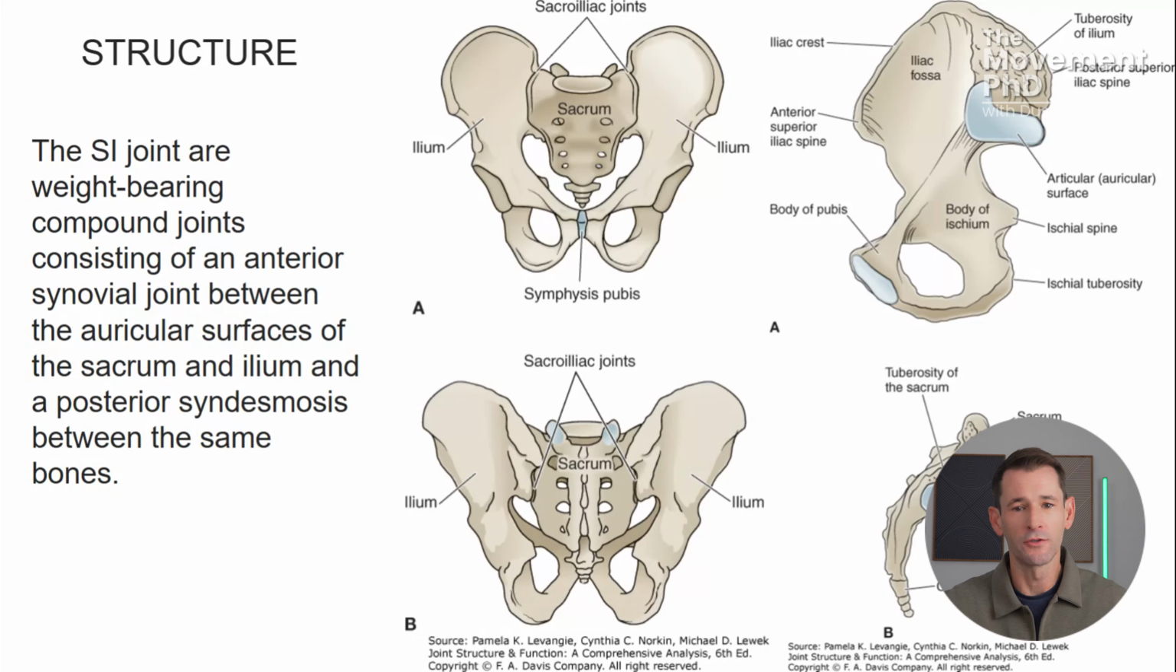So it's a synovial joint. It has a capsule. It has synovial fluid, just like any other synovial joint. On the posterior aspect, there's another joint, a posterior syndesmosis, between that same sacrum and that same ilium. So that is the less movable syndesmosis joint.